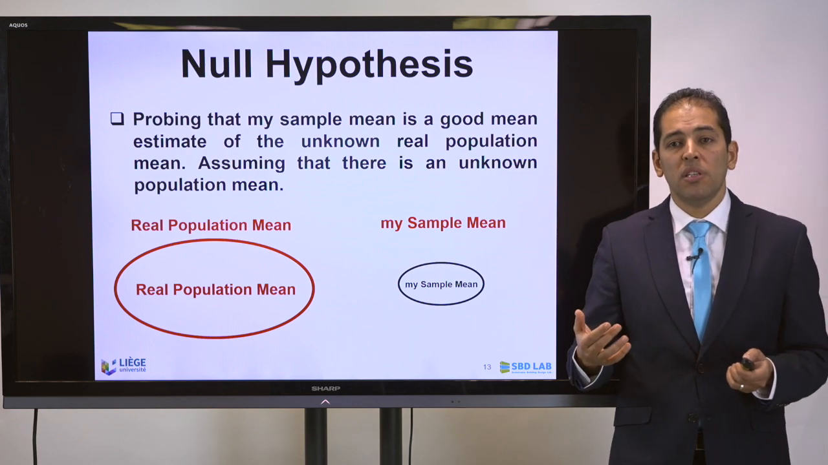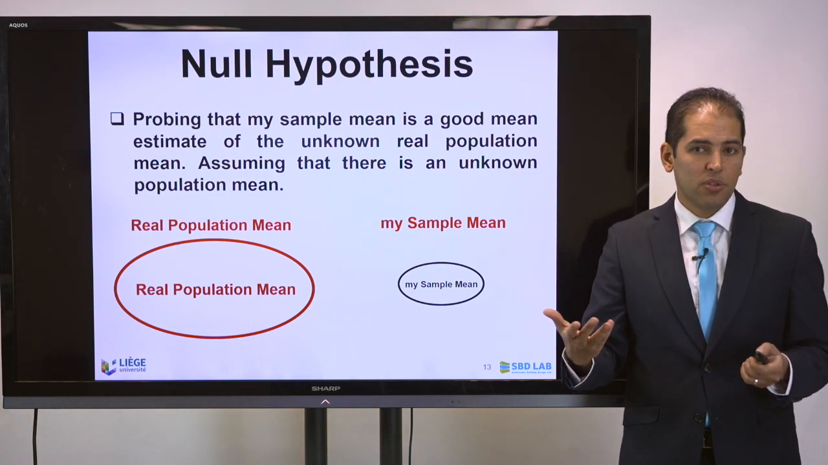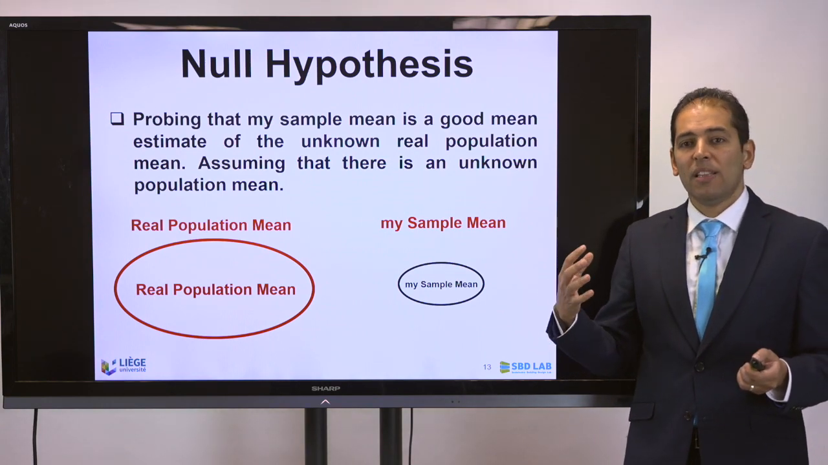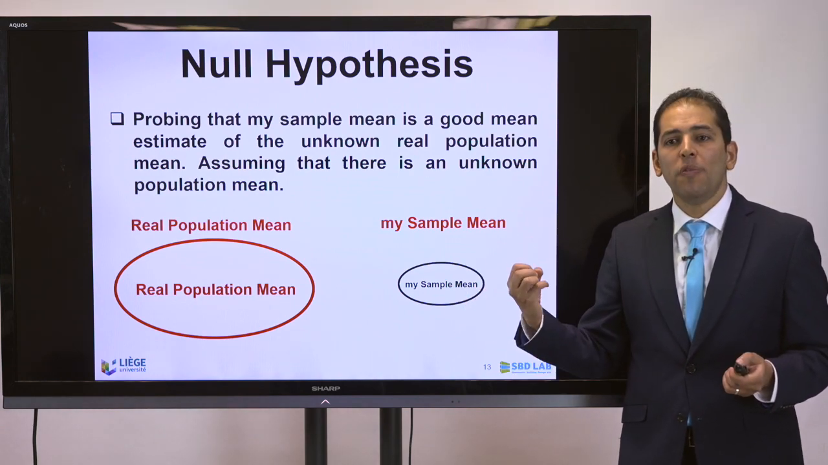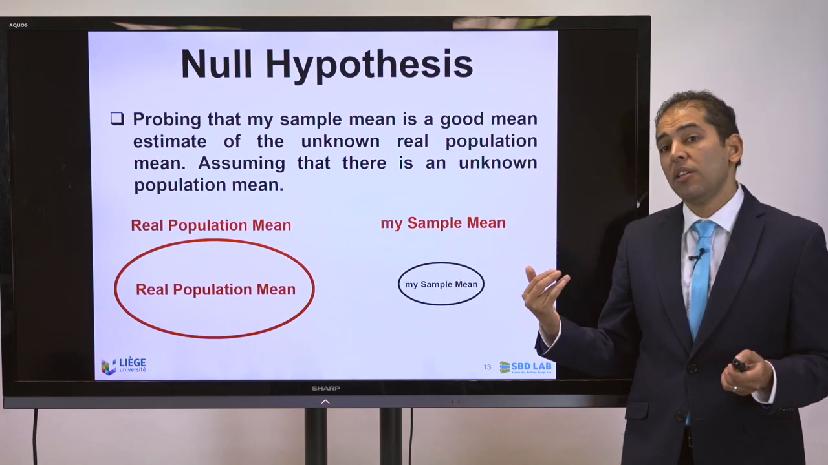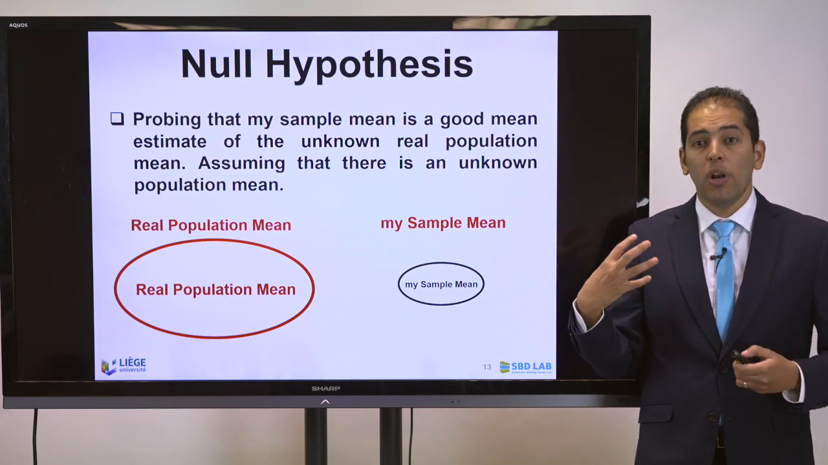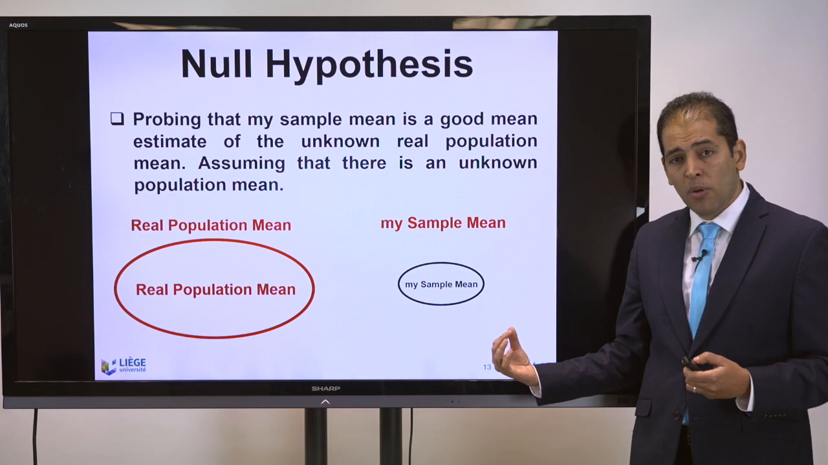And let me go further in detail with this exercise and start to explain the null hypothesis. Well, what is the null hypothesis? It is simply proving that my sample mean is a good mean estimate of the unknown real population mean, assuming that there is an unknown population mean. So simply I start my work with collecting data about my sample. I have my observations, I have my measurements.